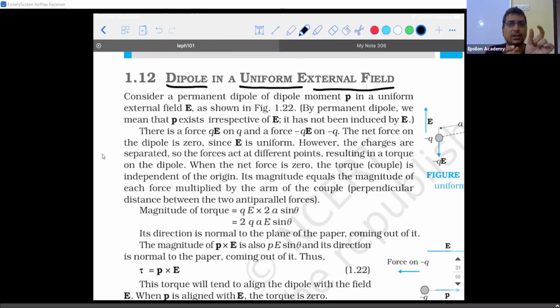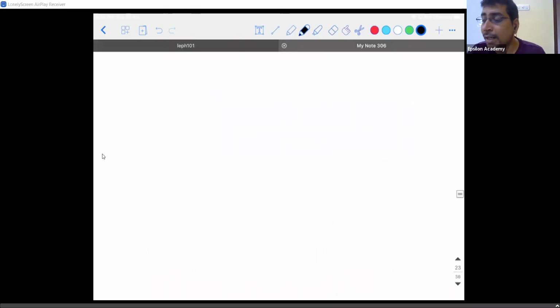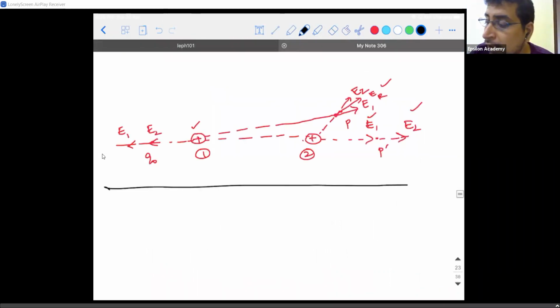Now try to understand the concept. In a dipole, you had charges, and we calculated the value of the electric field produced due to the system of charges. Whereas in this topic, dipole in a uniform electric field, there is already an electric field generated. In the already generated electric field, when you place a dipole, what do you think will happen to that dipole? I hope you are able to understand this. So the heading is dipole in uniform electric field.